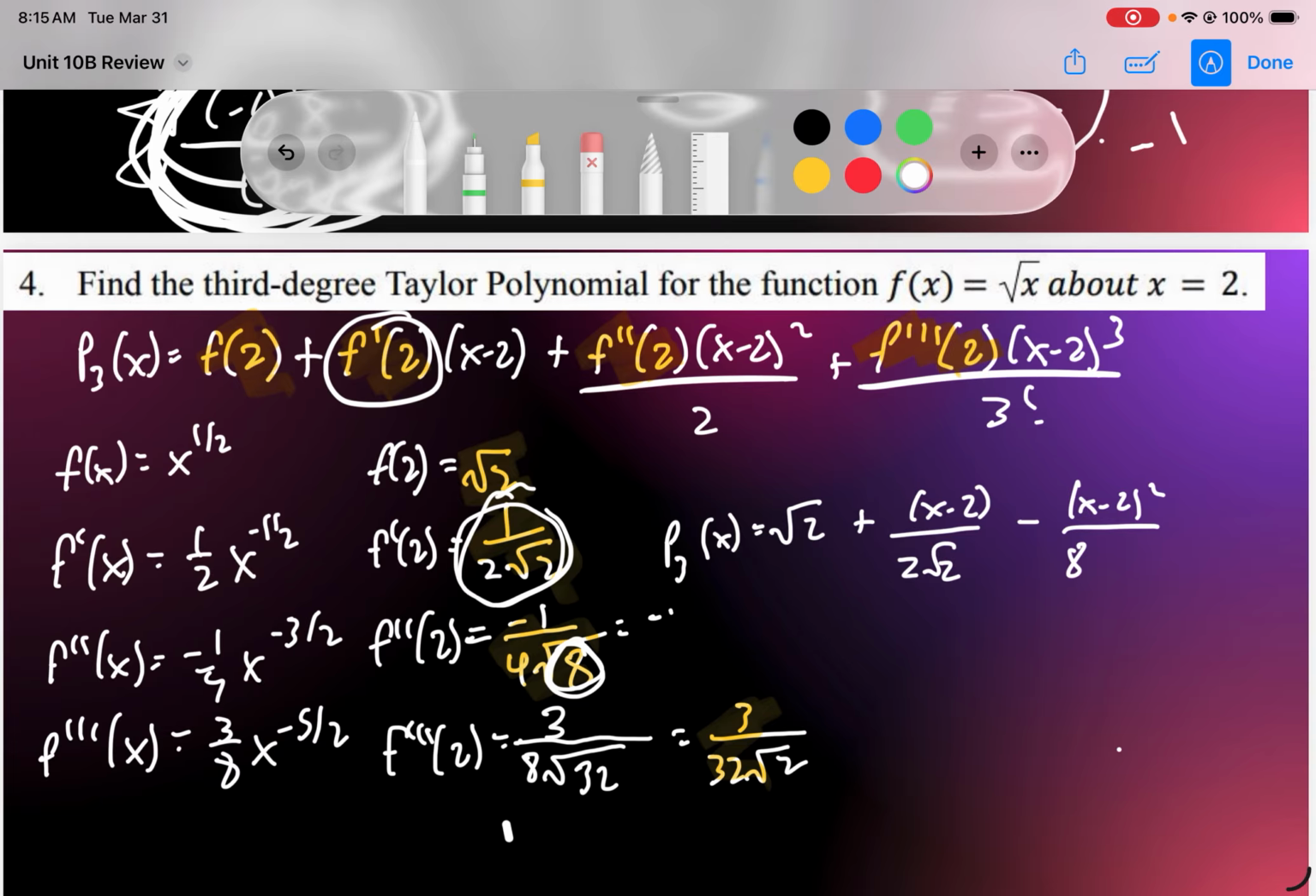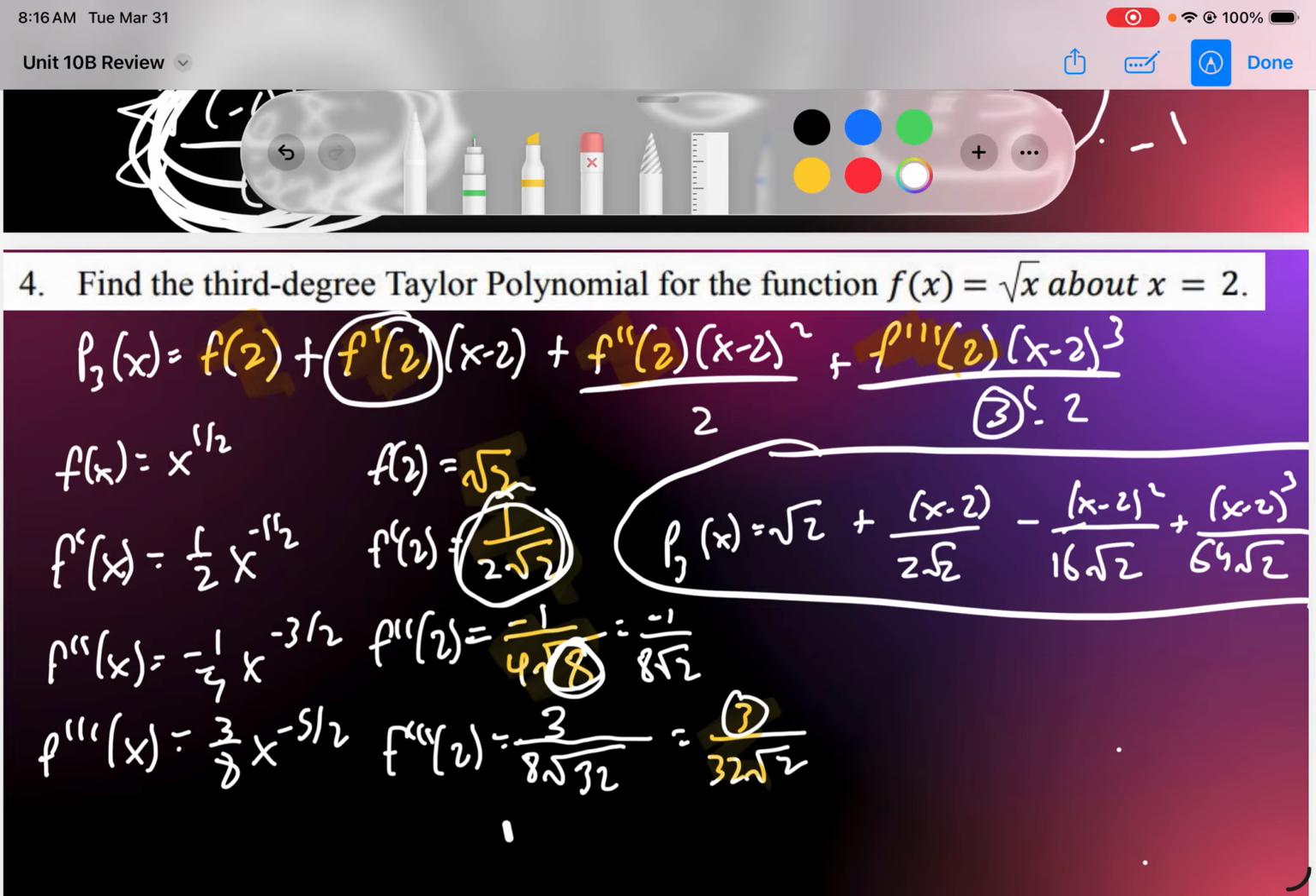So this would be what? Negative 1, 4 times 2, 8 square root 2. But it's times 2 already on the bottom, so it'd be 16. And then the last one would be plus (x minus 2) cubed over 3 factorial, which is 6. 6 times 32, but I guess the 3 and this 3 would cancel, but there'd be a 2 left over, so 64 square root 2. All right, final answer, all reduced.